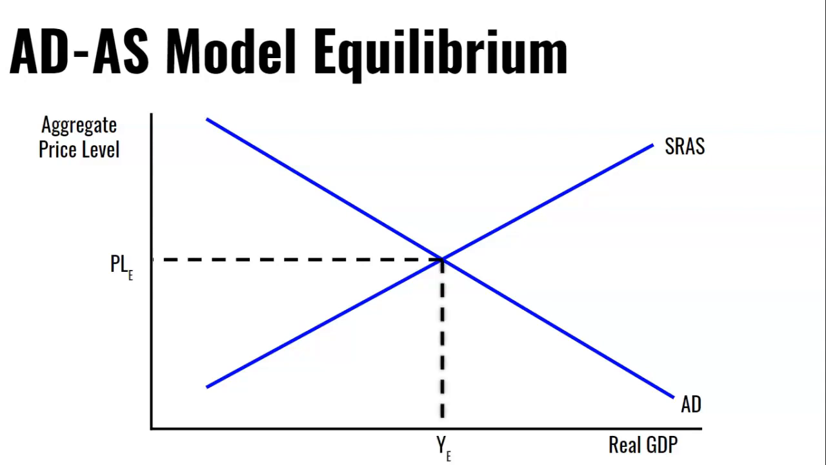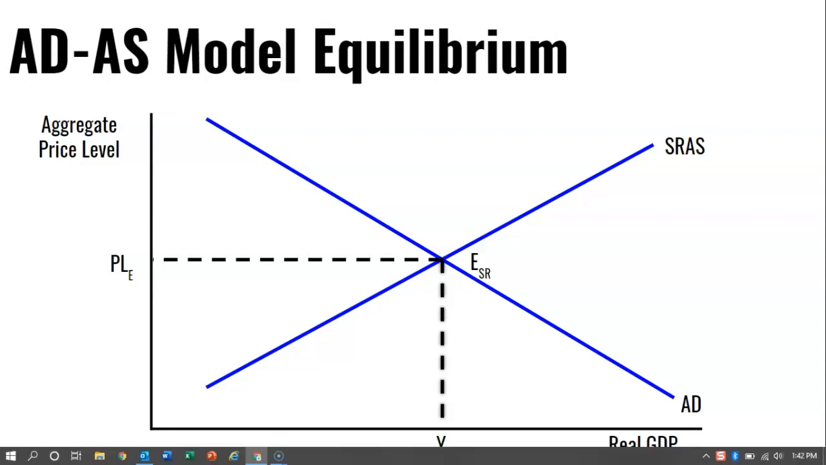And so we've got our price level on the vertical axis and real output on the horizontal axis, and real output is labeled with the letter Y. Together they make equilibrium. And that equilibrium point will change depending on changes in the economy, causing a shift in either the aggregate demand curve or the short-run aggregate supply curve.